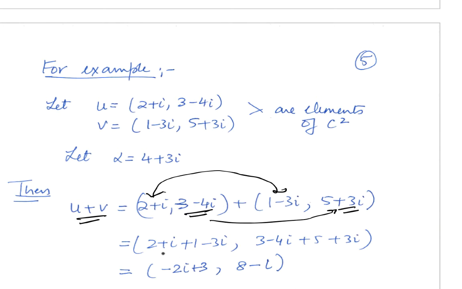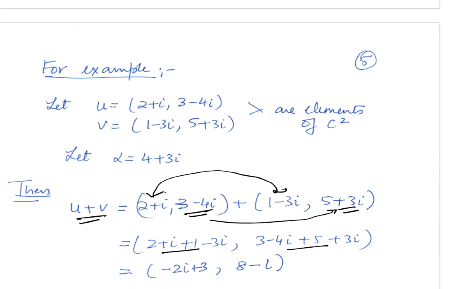And then you simply do addition of like terms on both sides, and your final answer comes out to be (3 - 2i, 8 - i). Now that's simple. When you add or subtract complex numbers, it's not a problem, even though here we are in the C2 world.